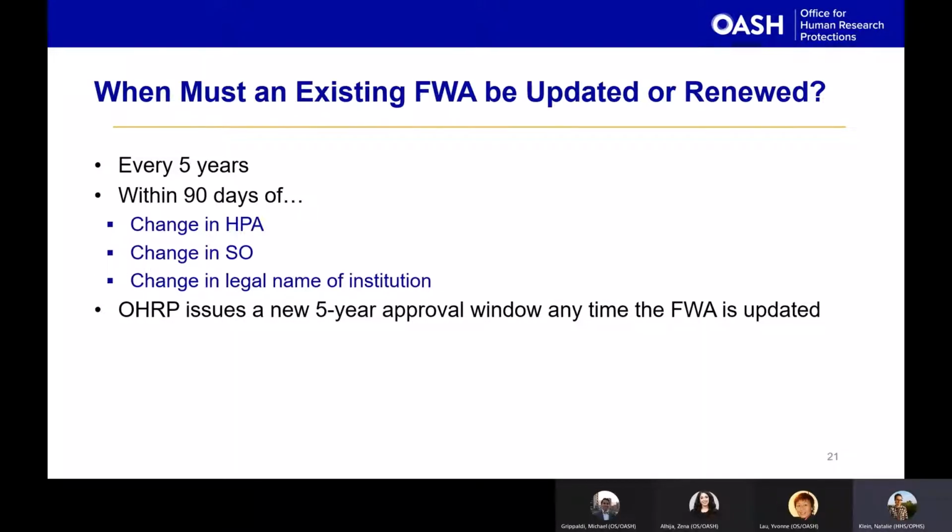For your awareness, the FWA is issued for a 5-year period, at which point it will expire unless your institution applies for renewal. If there are changes to the legal name of the institution, or if the HPA or SO changes, the FWA must be updated within 90 days of the change. Every time OHRP processes an update, a new 5-year period is issued, so the clock for expiration resets.